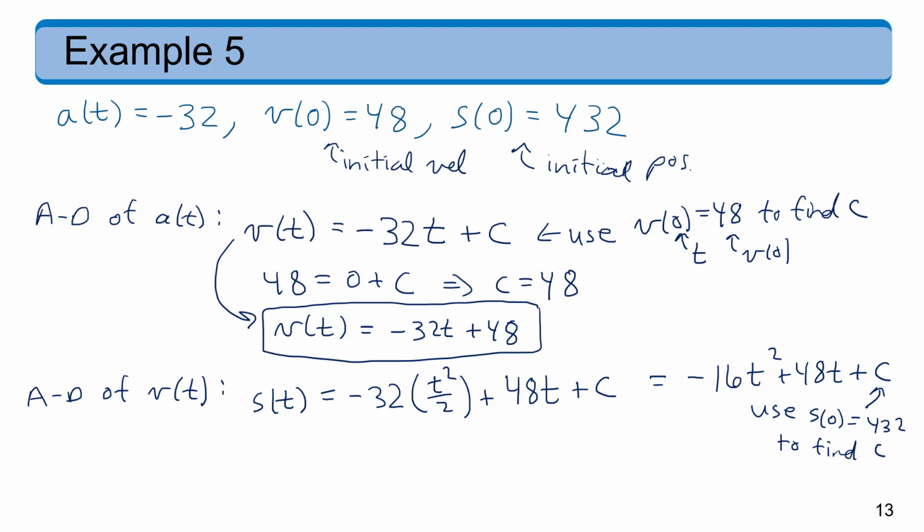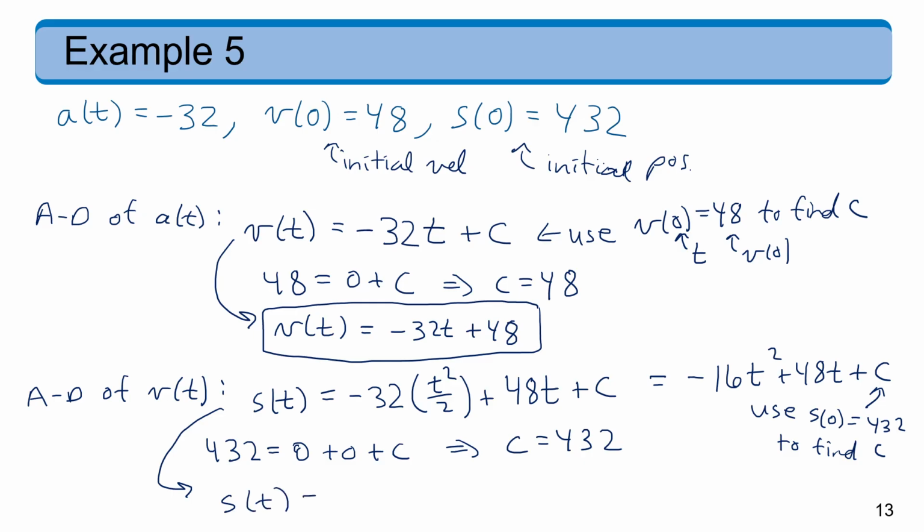So when we do that, we have 432 on the left. Then we have negative 16 times 0 plus 48 times 0 plus c. Easy to solve this equation for c. We get 432. Okay, so now we rewrite our position function, but sub in the value we just found for c. So let's use the simplified version of s, which is over here. So copied the first part. Negative 16t squared plus 48t. Now plug in 432 for c.